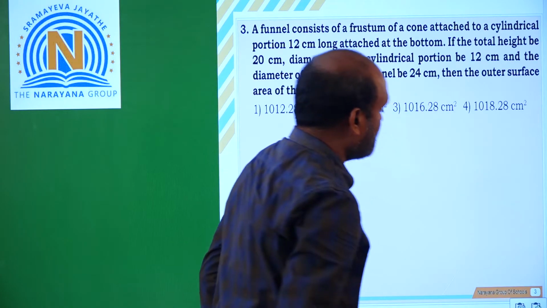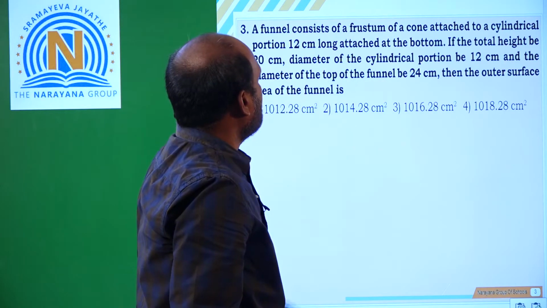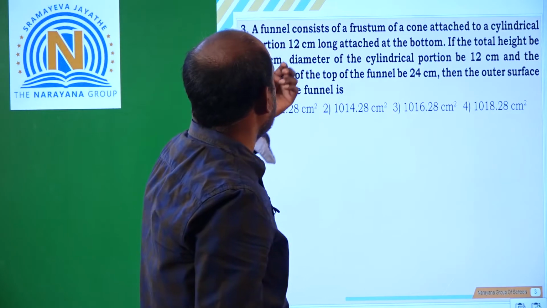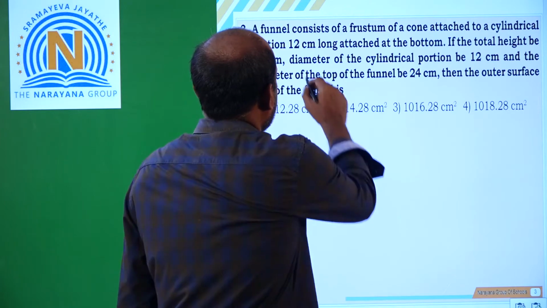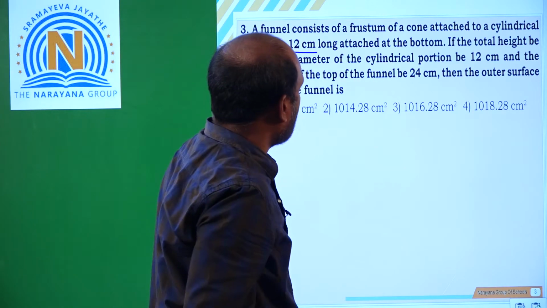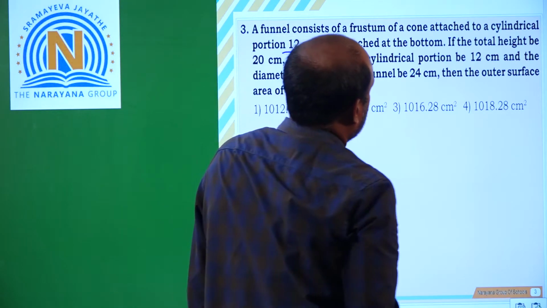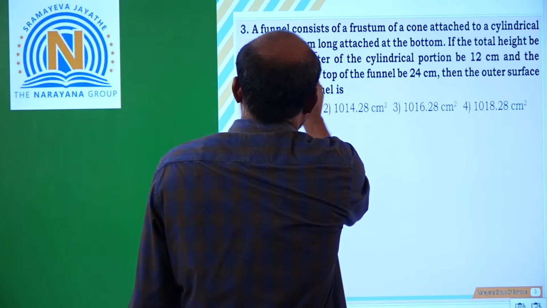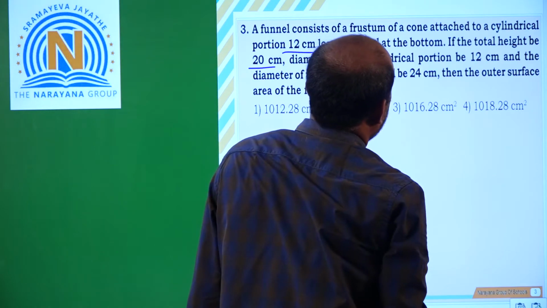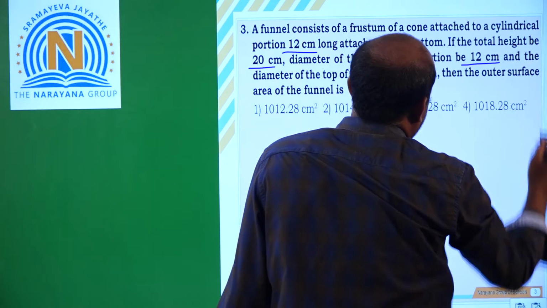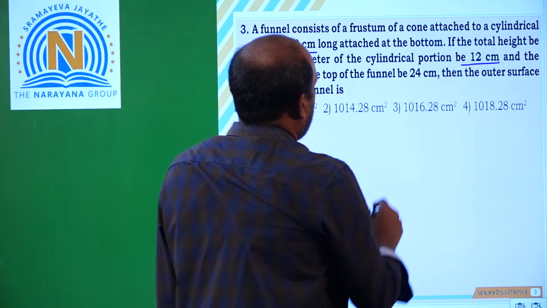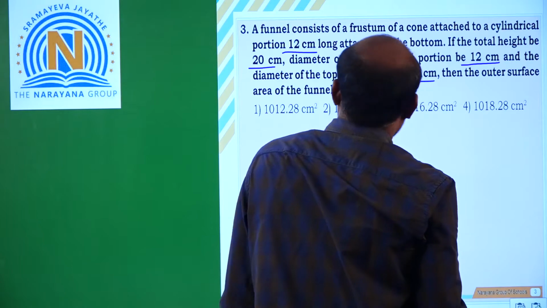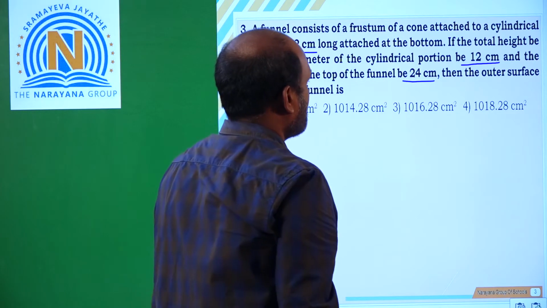Now coming to the next one. A funnel consists of a frustum of a cone attached to a cylindrical portion 12 centimeter long, attached at the bottom. If the total height be 20 centimeter, the diameter of the cylindrical portion be 12 centimeter, and the diameter of the top of the funnel be 24 centimeter, then the outer surface area of the funnel is.